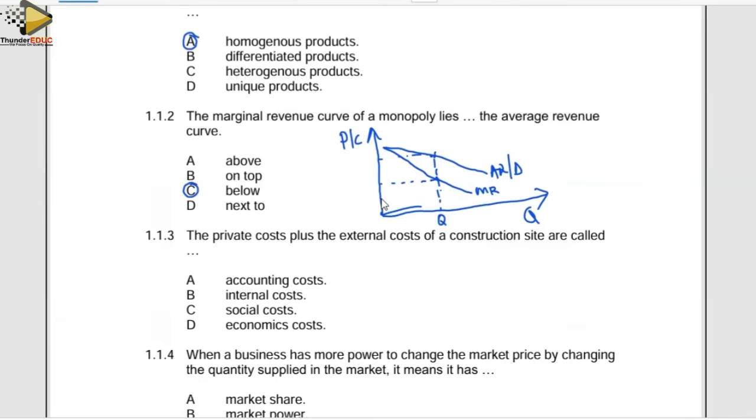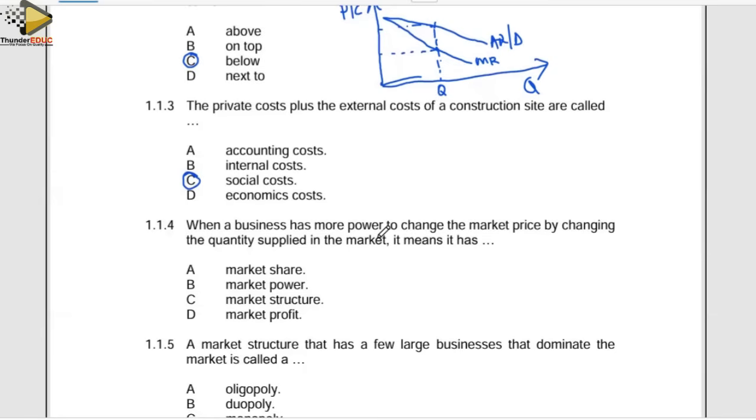Our next question is saying private costs plus external costs. Private cost plus the external cost of a construction site are called. We are looking at the private cost, which are the direct cost, plus the cost to society, right? That is what we call the social costs, right?